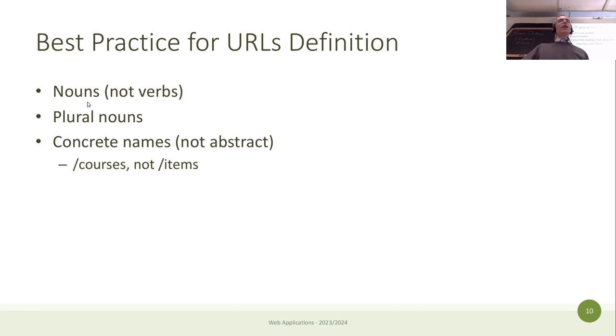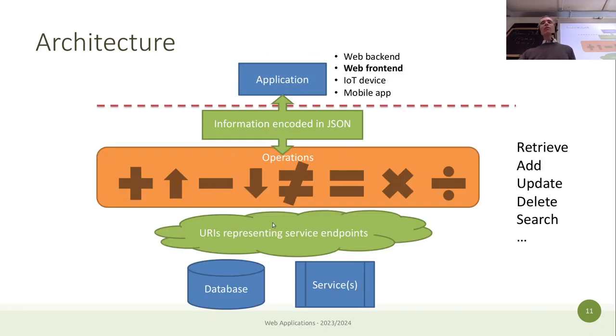Okay, best practice, try to use nouns and not verbs. These are collections, they are not actions, they are collections. Plural nouns, just for convention. And concrete names, not abstract names, as I was saying before. Everything is an item. It's useless to call something item. I see the path, and that's item. Item was either the course, the student, the exam, the desk, the laptop, the room. I don't know. If I use a specific name, I remember better what this path means and what it is supposed to do. Okay? And then you have the actions.